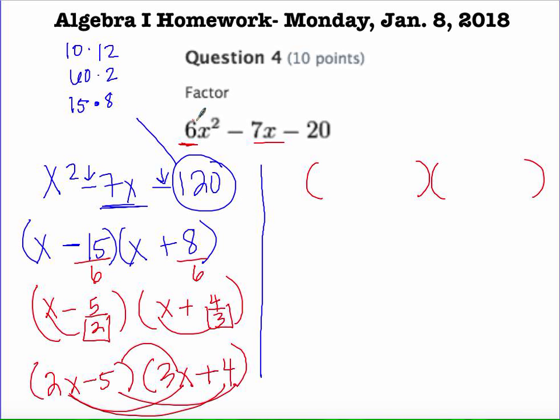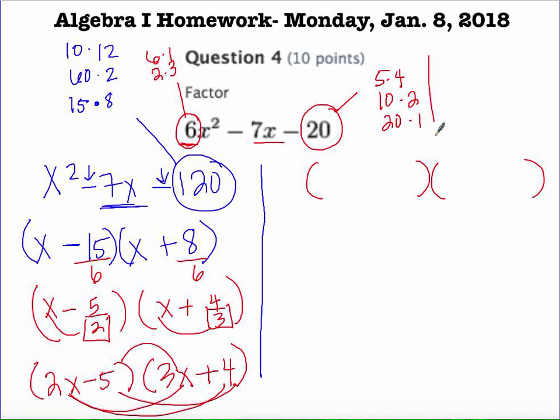So I know I need to focus on the factors of 6. So we got 2 times 3, or 6 times 1. Then I focus on the factors of negative 20. I've got 5 and 4, 10 and 2, and 20 and 1, and I know that I have to do both versions because it's negative. I could do negative 5 and a positive 4, and I could do negative 10 and a positive 2, negative 20, positive 1. You just got to consider all alternatives.